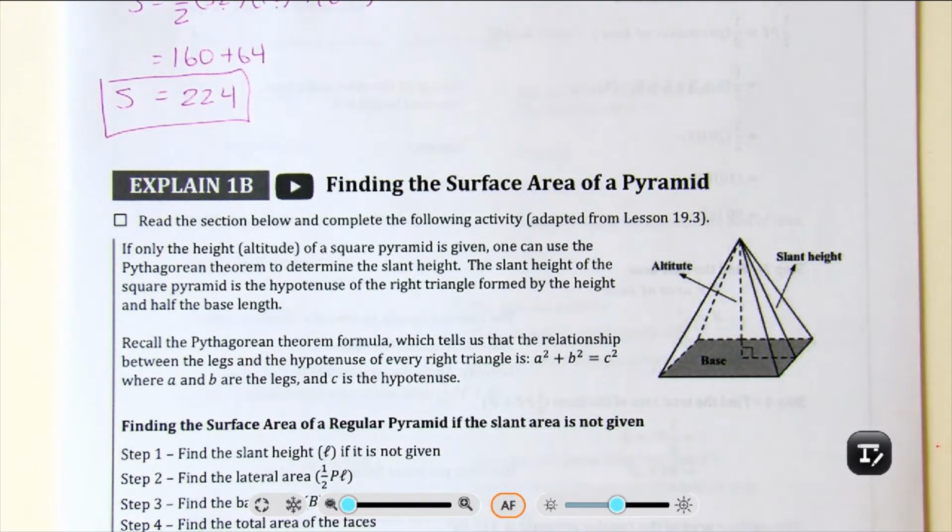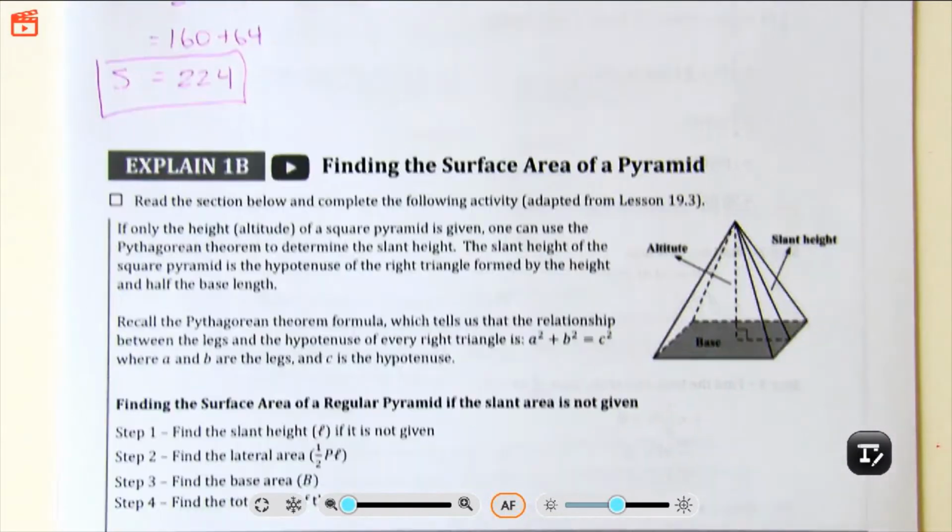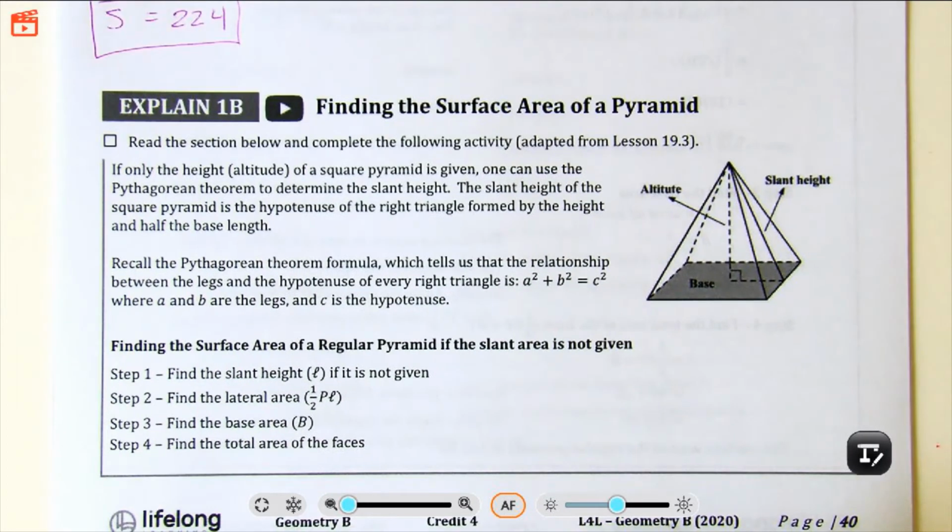So the 4 steps that we're going to be using: step 1 is find the slant height if it's not given. Then find the lateral area. Then find the area of the base. And then add up all the sides.